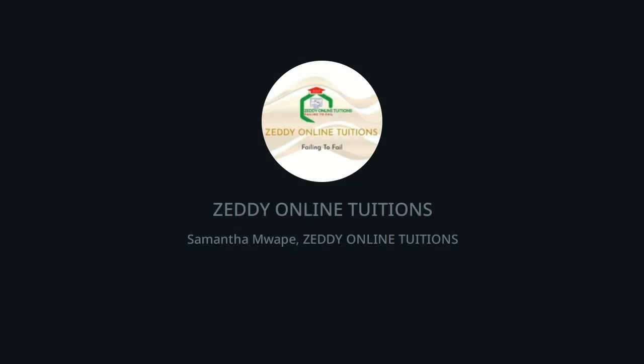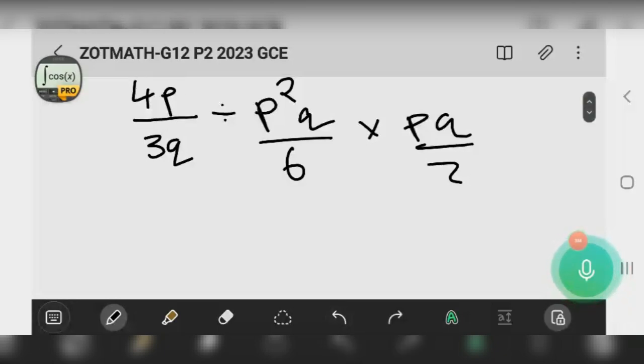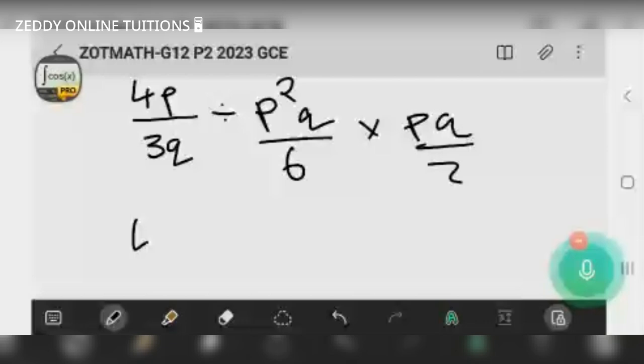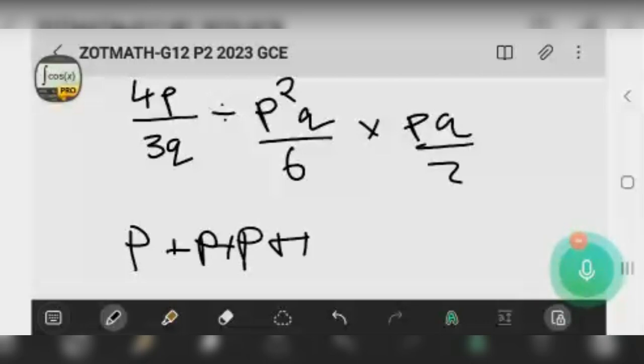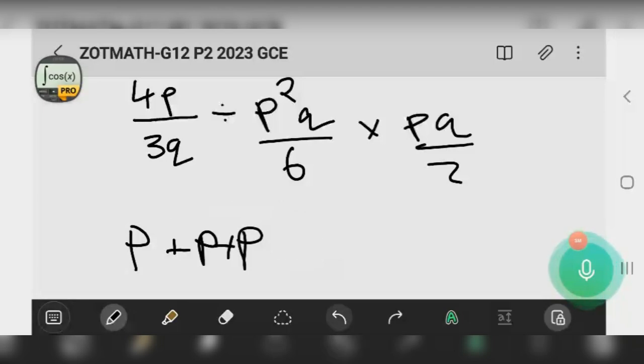There's a method where, when you see something like 4p, it simply means you've got p, another p, another p, another p. You've got 4 p's, 4 of these, okay? And then, that's the thing.